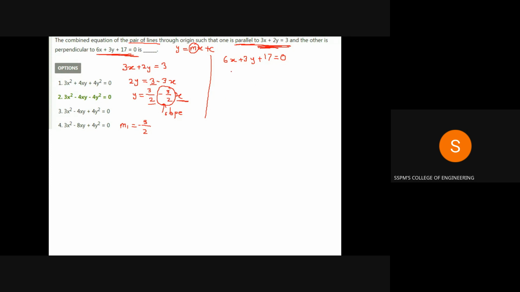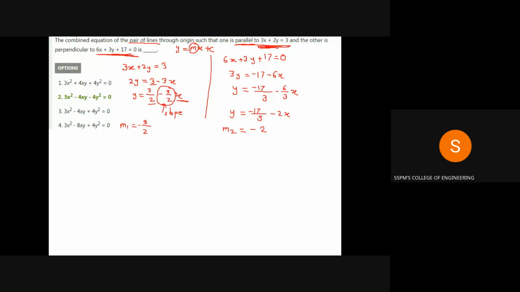And for this line, we can write 3y is equal to minus 17 minus 6x. Therefore y is equal to what? If we divide this whole equation by 3, we will get minus 17 divided by 3 minus 6 divided by 3 x, that is y is equal to minus 17 by 3 minus 2x. So slope 2, m2, is equal to minus 2.